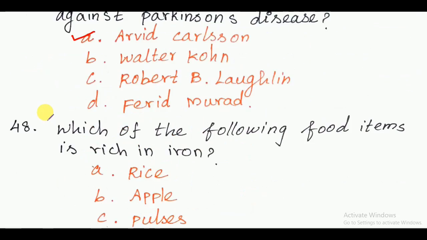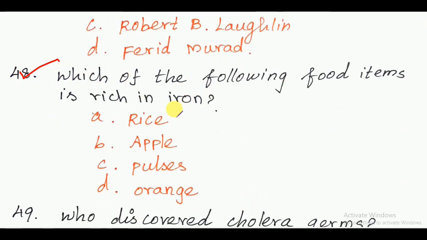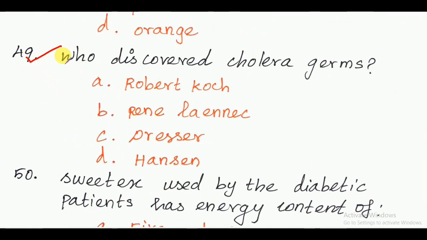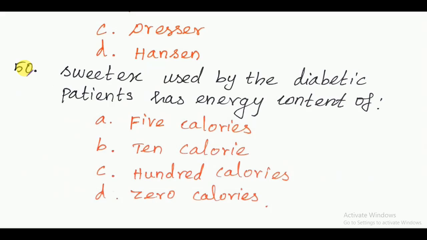Next, 48th question. Which of the following food items is rich in iron? The answer is apple. Next, 49th question. Who discovered cholera germs? The answer is option A, Robert Koch. Last question. Sweetex used by diabetic patients has energy content of zero calories. The answer is option D, zero calories.